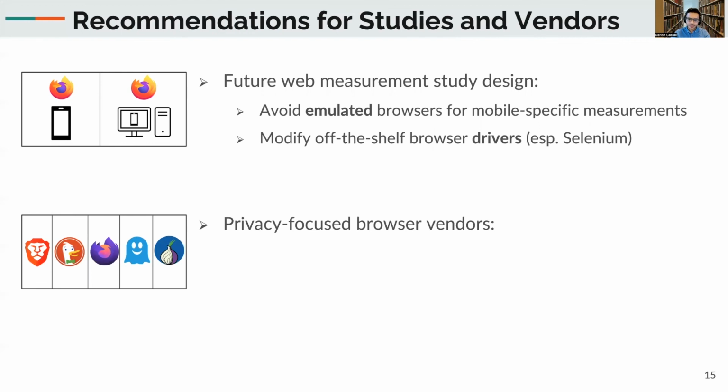Next, looking at our recommendations for privacy-focused browser vendors. First, we recommend that they clarify the concrete implications of all their marketing claims and not use unsubstantiated terminology such as tracker blocking without really explaining what the implications are. This will allow users to better pick the browser that meets their specific privacy needs.